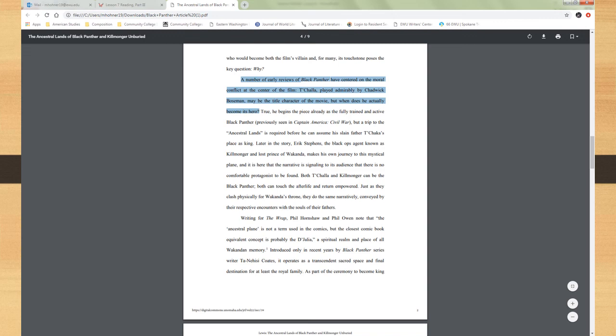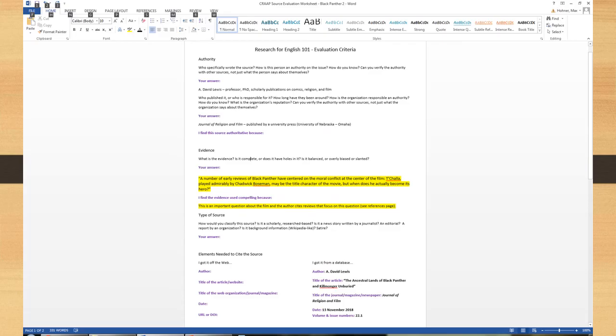T'Challa, played admirably by Chadwick Boseman, may be the title character of the movie, but when does he actually become its hero?